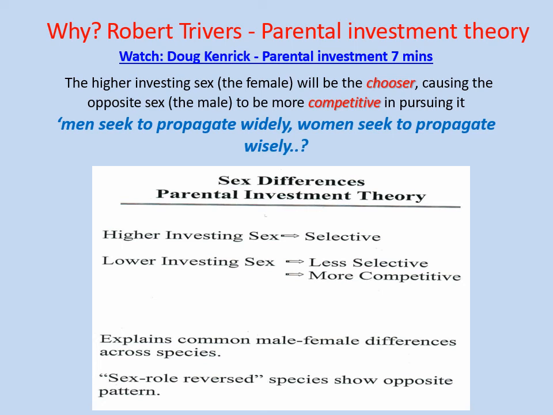To put it simply, men seek to propagate widely and women seek to propagate wisely, because propagation, sexuality, and reproduction for women is much more costly. It involves a lengthy period of gestation and a lengthy period of a dependent infant. So for women, engaging in reproductive behavior is potentially risky, and they will be much more selective, cautious, and careful in selecting a mate.